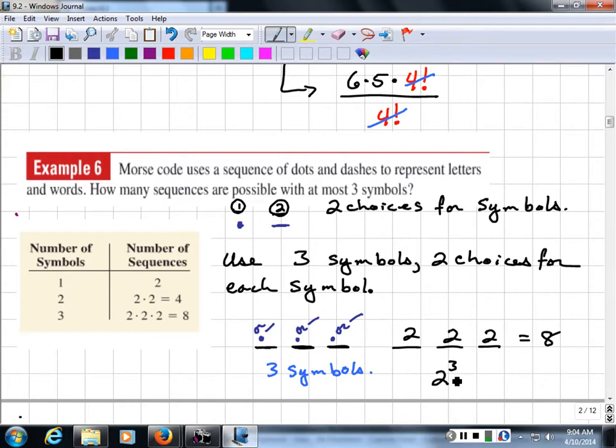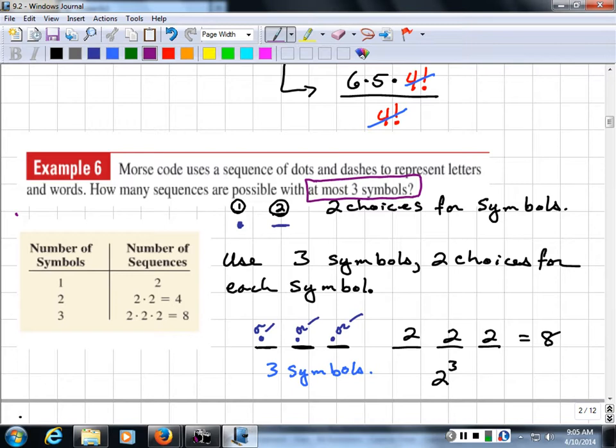Now, let's talk about this for a moment. This says at most 3 symbols. What does that really mean to you? It means it could be 1 symbol, right? Or it could be 2 symbols. What have I done right here? Just 3 symbols. Have I taken into account that maybe I'm only going to use 2 symbols? No. Have I taken into account that I'm going to use just 1 symbol? No. That's why I gave you the table.